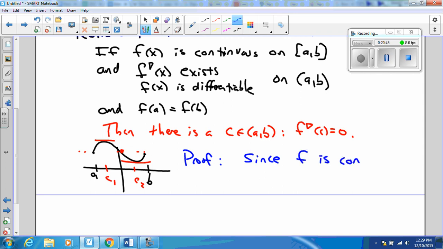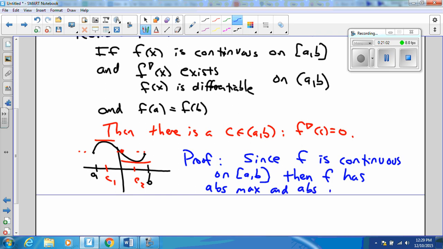Since f is continuous on a to b, then f has an absolute max and an absolute min on a to b. So that's our first thing. That's the extreme value theorem doing work for us. Now let's have another theorem doing some work for us.